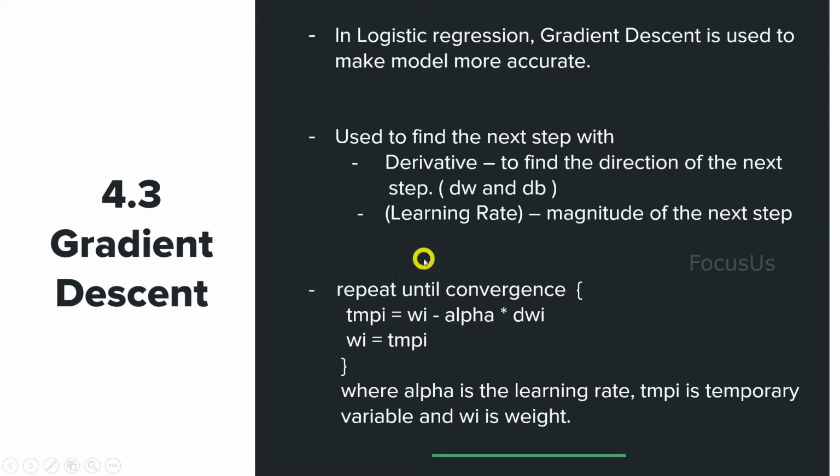So this update function is repeated until convergence, or basically repeated until the number of iterations. So using this formula, we'll basically calculate where to go next. I'll just show you a simple figure so that it will be easier to understand.